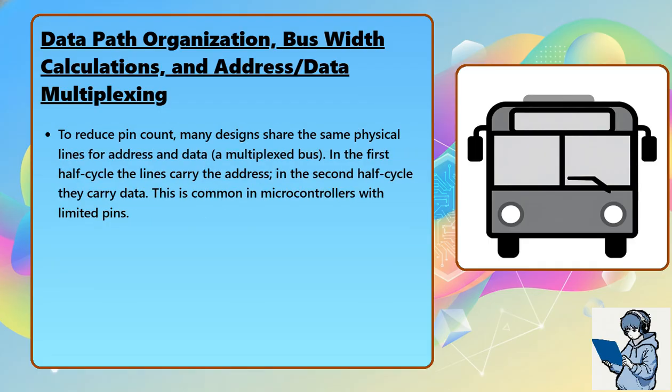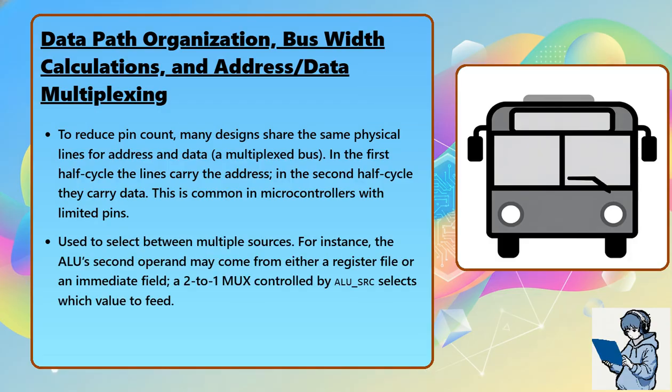To reduce pin count, many designs share the same physical lines for address and data, a multiplexed bus. In the first half cycle, the lines carry the address. In the second half cycle, they carry data. This is common in microcontrollers with limited pins.